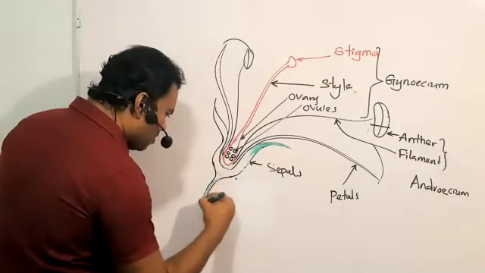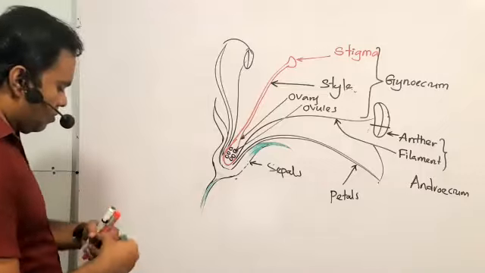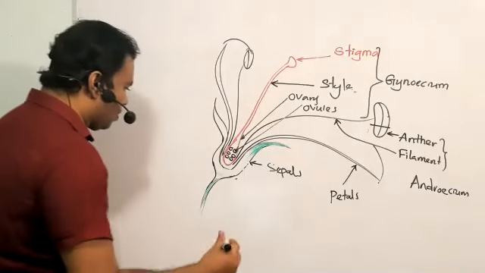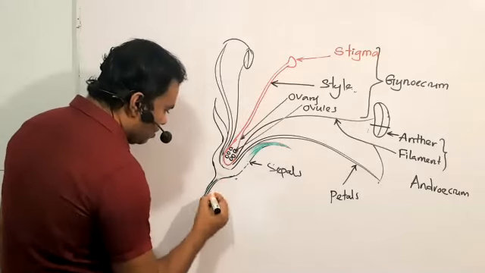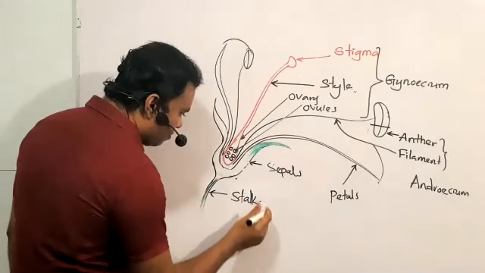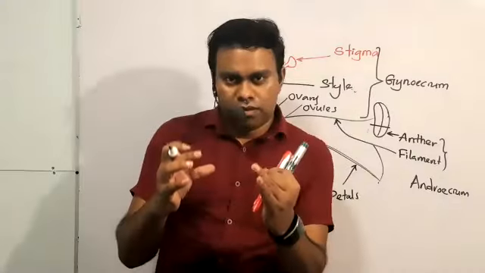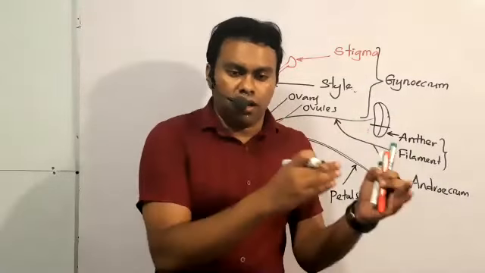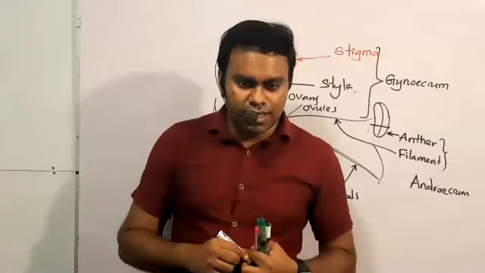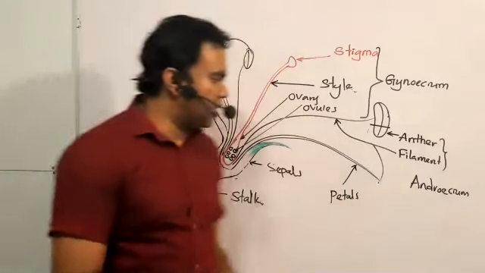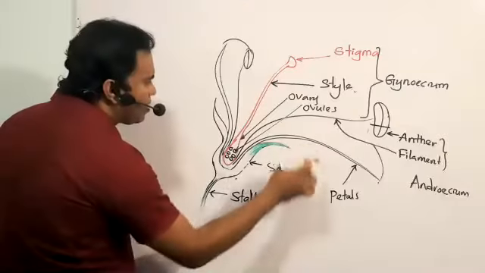So what's this structure? Stalk. Or we call that pedicel. Pedicel, yeah, or stalk. So what's the function of that? To hold the flower. Yes, it connects the flower to the plant, to the stem or the twig. It connects. Okay, inner to the sepal, there's another structure.